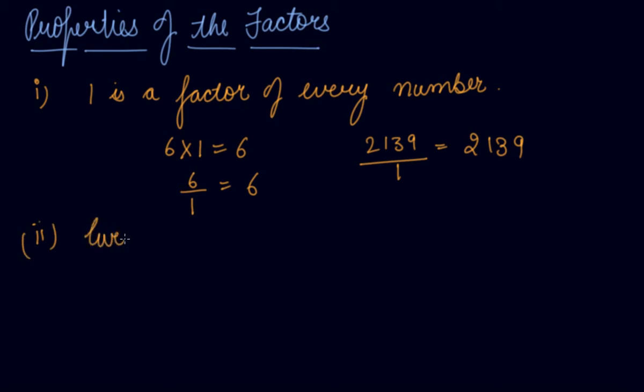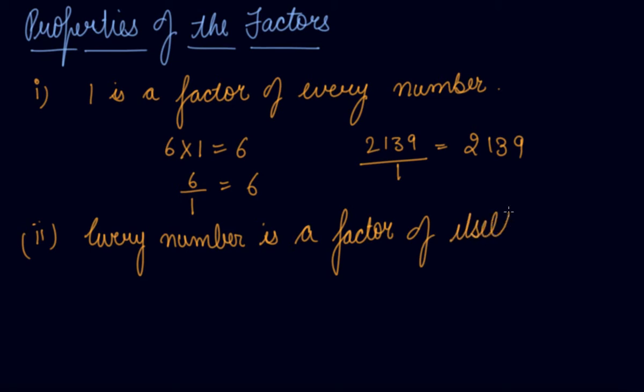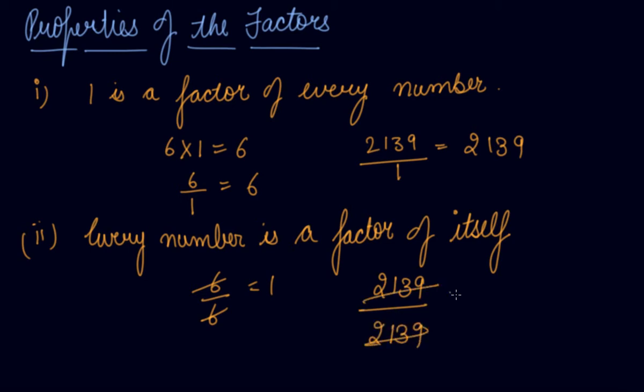Second, every number is a factor of itself, which means 6 divided by 6 we get 1. 2139 divided by 2139 we get 1. So every number is a factor of itself because every number divides itself completely.